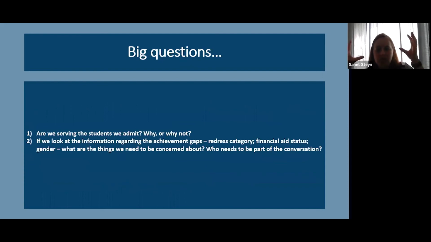So then we get to some big questions. And the first one is, are we serving the students we admit? And if yes, if no, why not, are we doing it in that way? So whatever your answer is there. And then secondly, if we look at the information about things like those achievement gaps that we see on the report, are there things that we need to be concerned about in terms of those gaps, and who needs to be part of that conversation, and how do we tackle those issues?